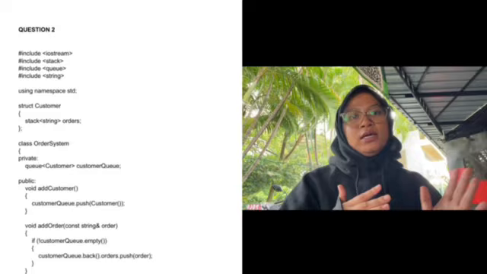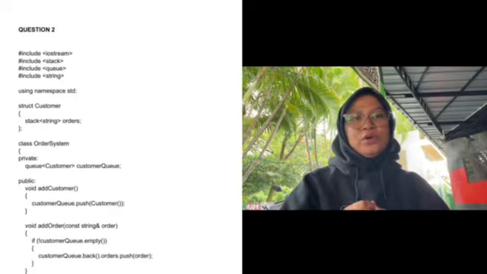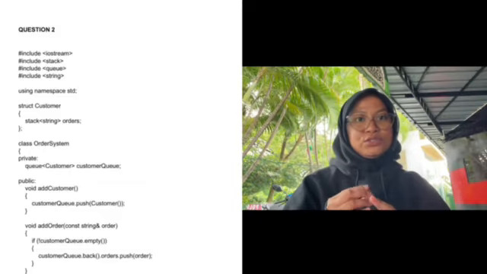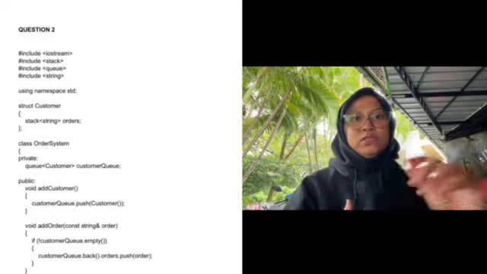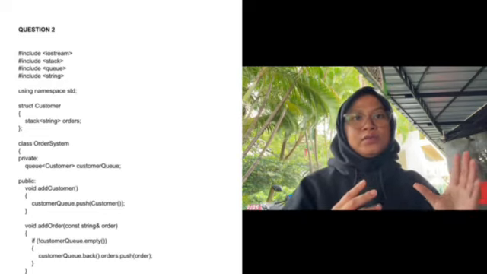For the first one, we include the necessary libraries for input and output operations, stack, queue, and string. The second one, define the customer structure. Next, we create a customer struct. This struct contains a string named order to hold each customer's order. Third one, the order system class is where most of the processing happens.